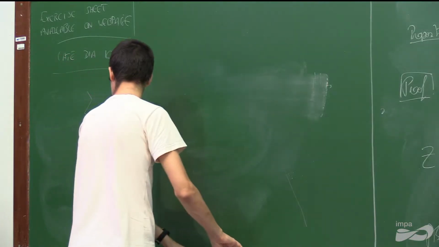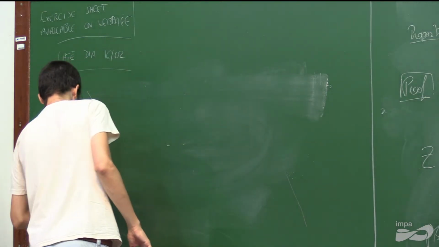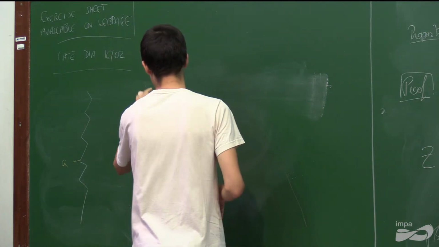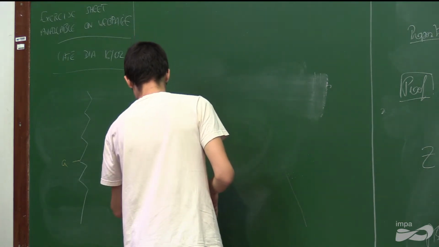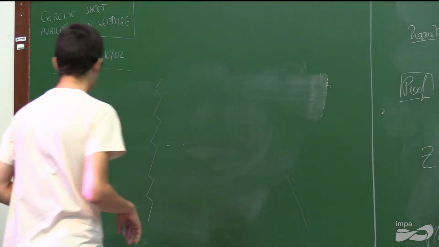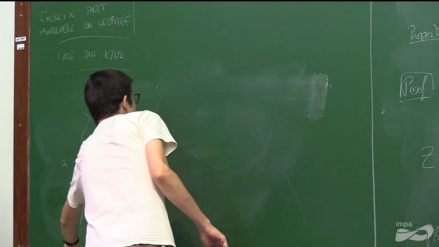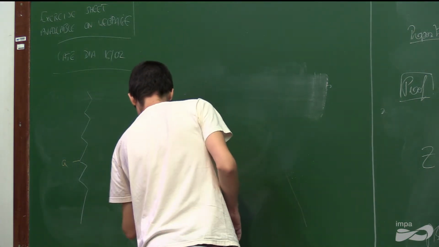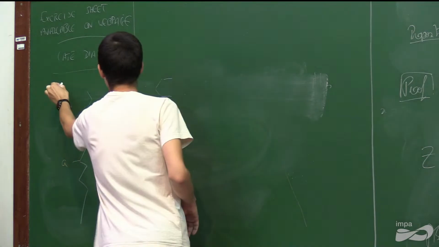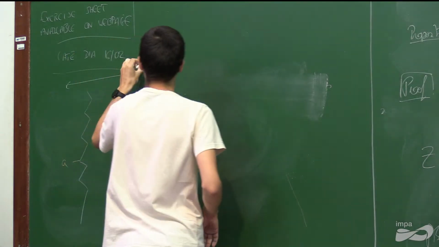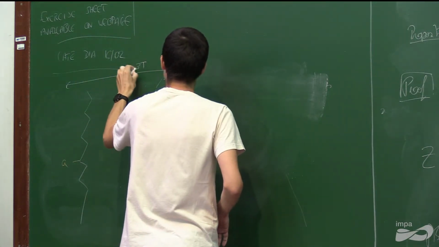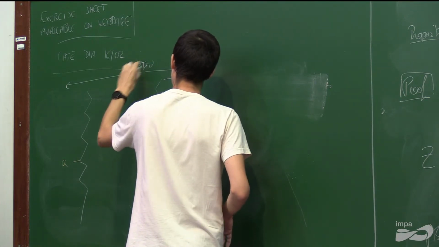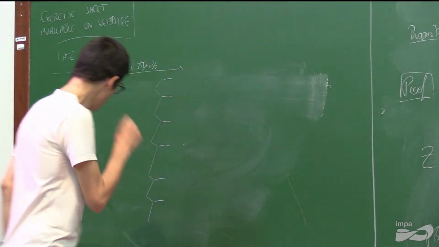So now you have these two infinite half planes. Maybe it's not really important what they are. What's important is that here, my distance is 3t plus 1 over 2.